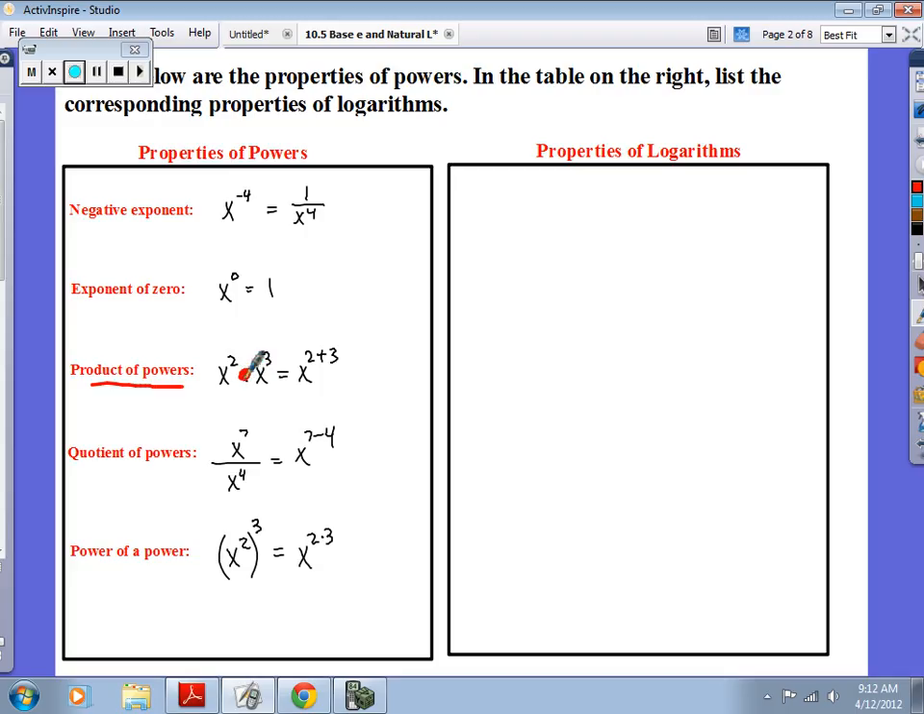So if you're multiplying two powers with the same base, do you remember what to do with the exponents? You change it to x to the 2 plus 3, right? And you can go backwards. If I have x to the 21, can I rewrite that as x to the 20 times x? You can go backwards.